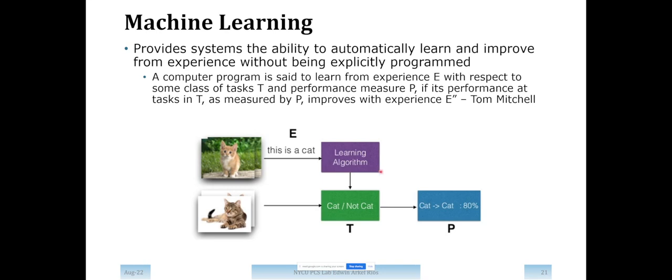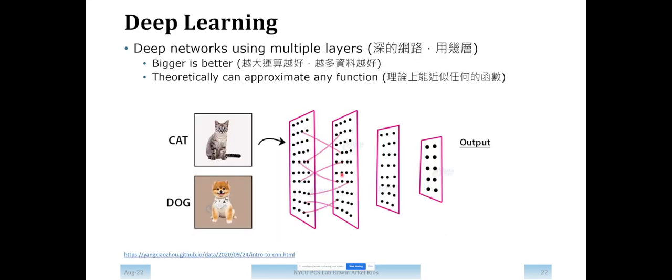The way this usually happens in practice is by using some sort of gradient descent optimization, but I won't go into the details of that. Basically, you are giving it some examples, in this case pictures of cats. You have a task, predicting cat or not cat, and then you have some performance measure. Based on this performance measure on this task, it's going to keep improving. That's the idea behind all machine learning algorithms.